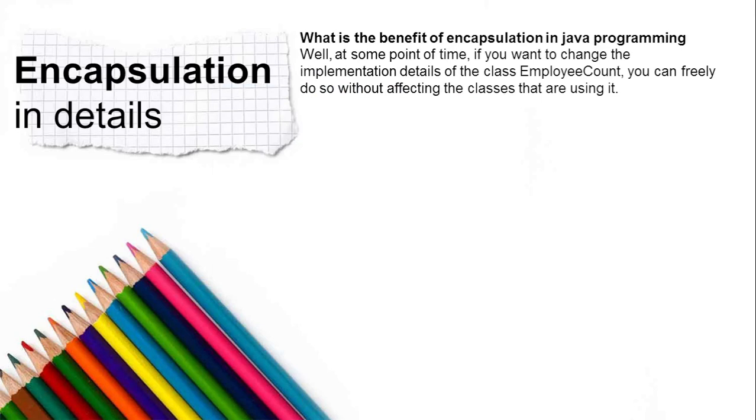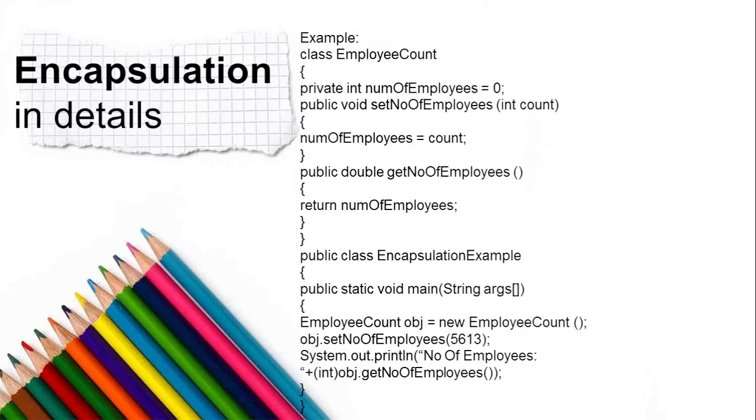So what is the benefit of encapsulation in Java programming? When you want to change the implementation details of the class EmployeeCount, you can freely do so without affecting the classes that are using it. Suppose you want to change any of the details in EmployeeCount, then it will not affect anything inside the public class EncapsulationExample. It will happen very easily.